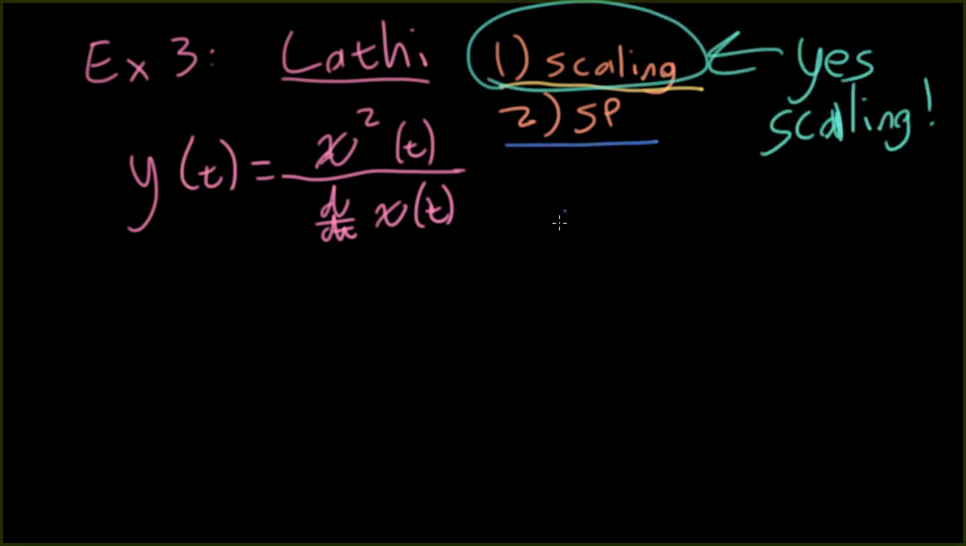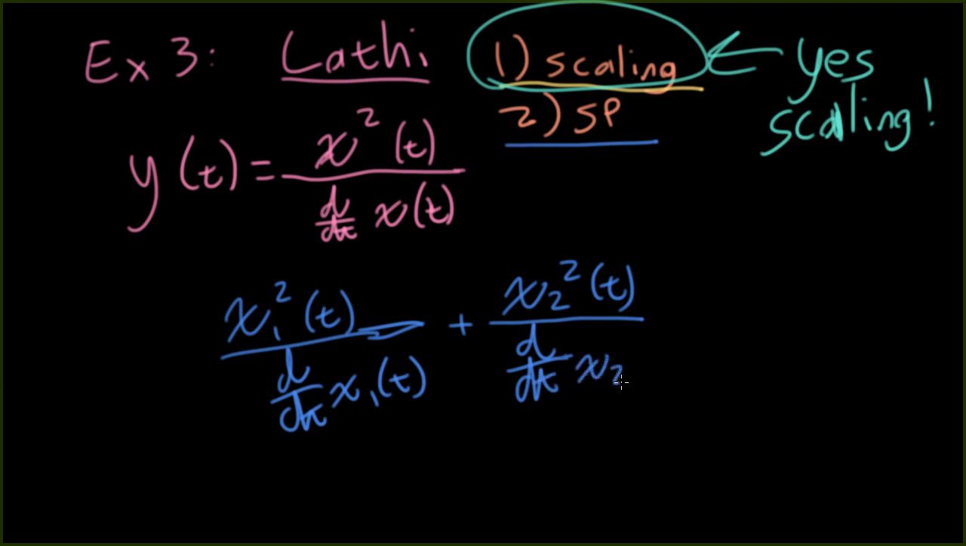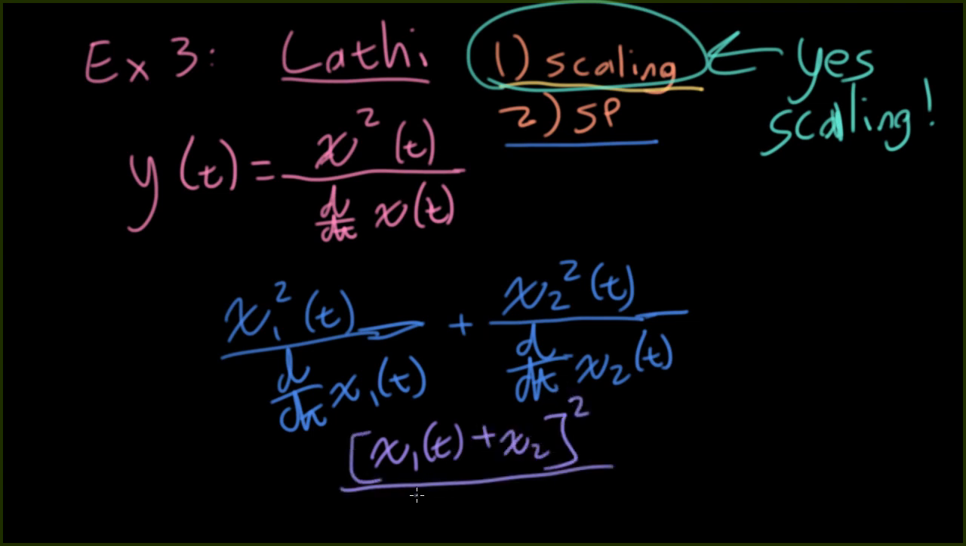Next, let's look at the superposition property. So I'll plug in x1. This is the result of what I get from the system if I plug in x1. Let's add to it the result I get if I plug an x2 into the system. All right, so that works out. Now let's instead add my x1 and x2 together first, and then run that through the system.